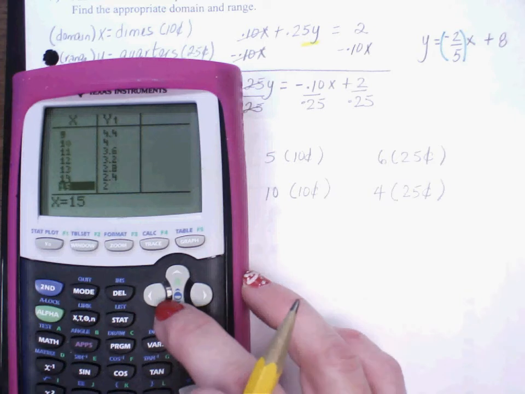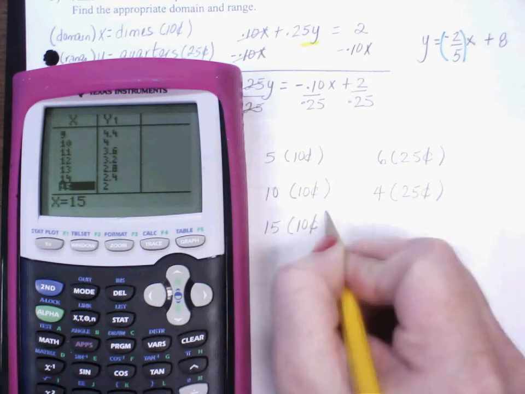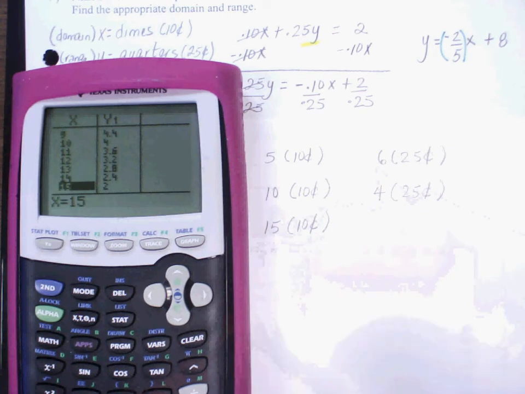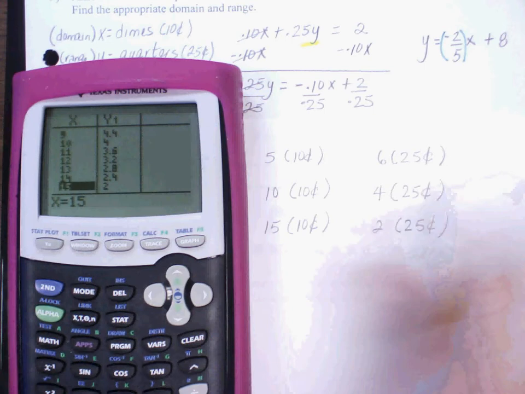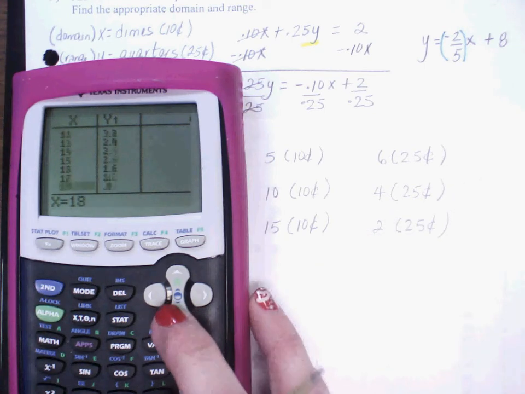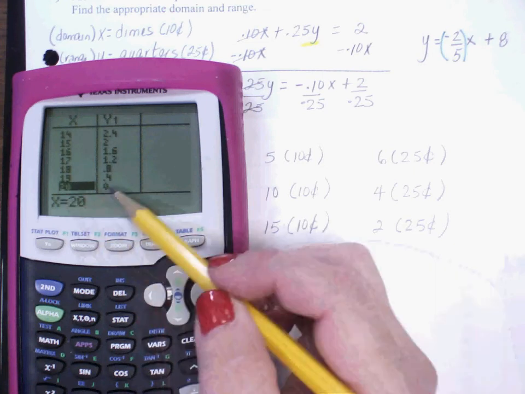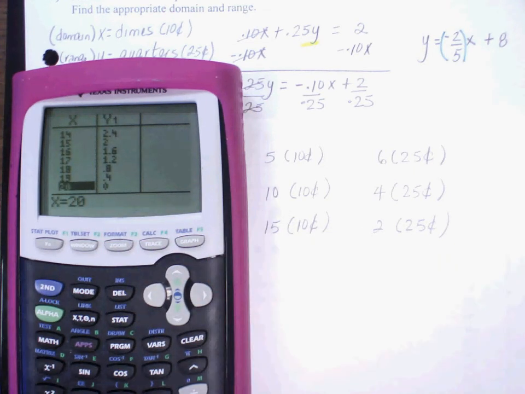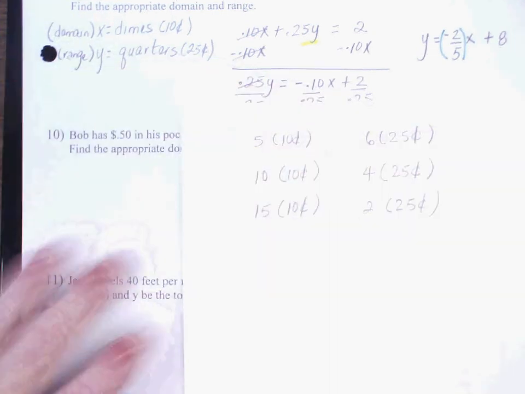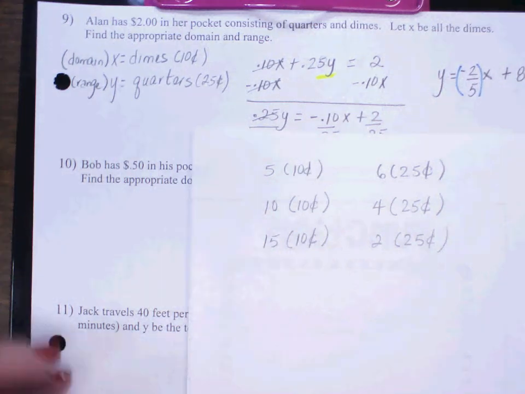Let's keep on going down. Can I have 15 10 cents? That will be 150, right? And then 2 quarters? Yes, I sure can. Is there anything else? Can I have 20 and 0? No, because I need to have at least one of each, right? So what is my reasonable domain and my reasonable range?